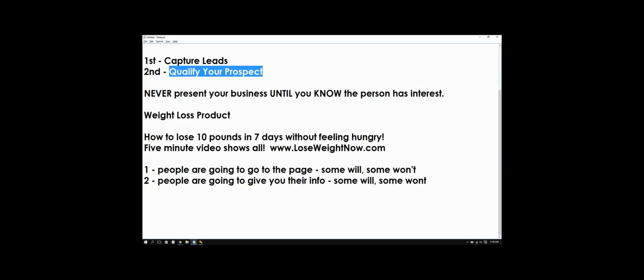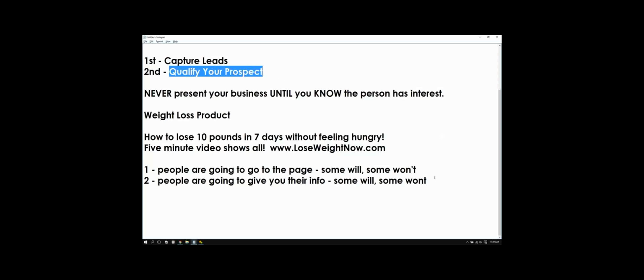It's super simple. If a person goes to your page and sees what you're all about and they will not give you their information, they are not a qualified prospect. It's as simple as that.